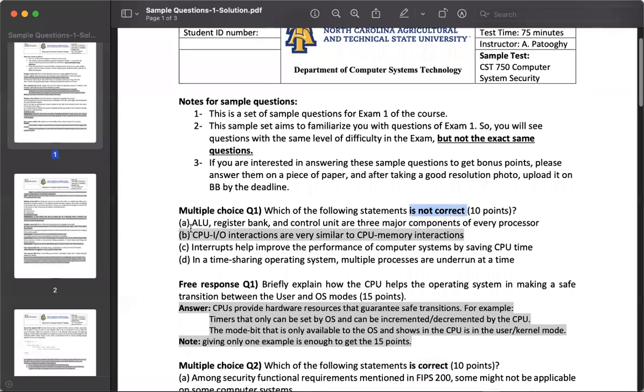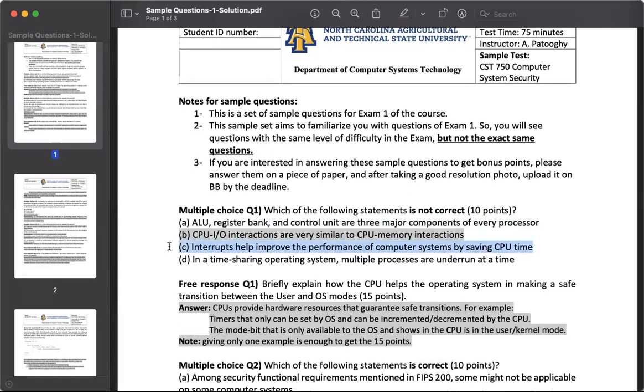Item A says, ALU, register bank, and control unit are three major components in every processor, which is of course true. In lecture 0, we talked about components of a computer and said that the central processing unit or CPU is one. And inside the CPU, we have ALU, register bank, and control unit. So this item is correct. So we pass it. Let's get to C. Item C says interrupts help improve the performance of computer system by saving CPU time.